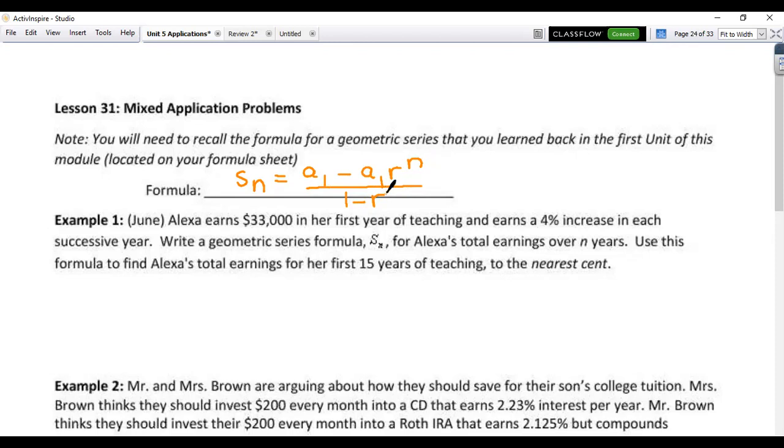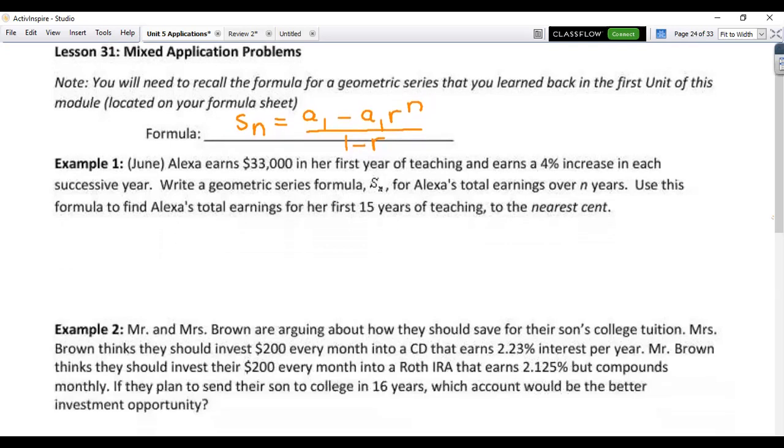So you are given an earnings of $33,000, and it says that it's going to increase 4% each year. So what do we do for increase again? Yep, 1 plus. So I'm going to go 1 plus 0.04. All right, write a geometric series formula S of n for her earnings over n years. So you're going to start right with that.